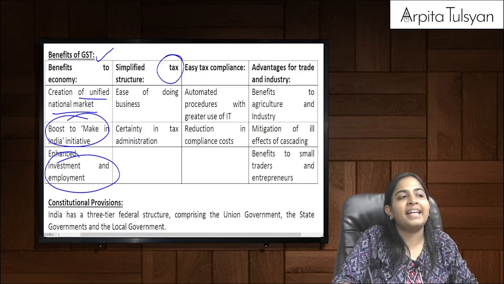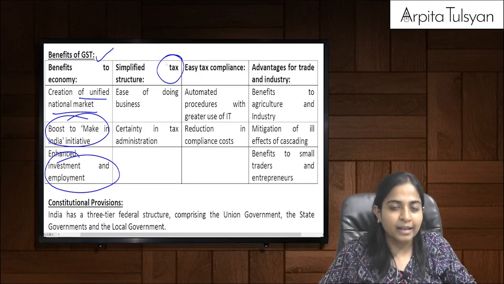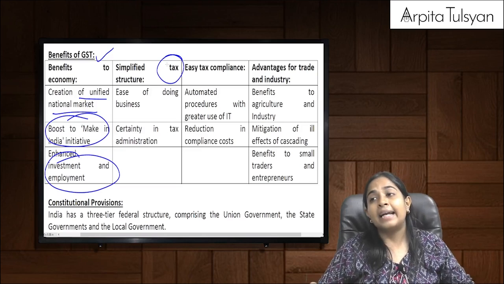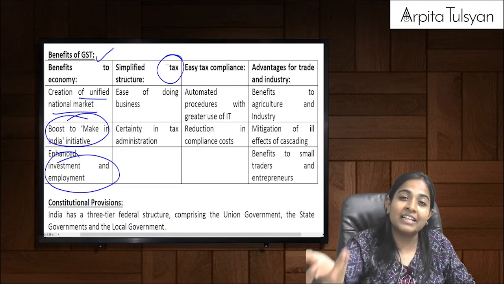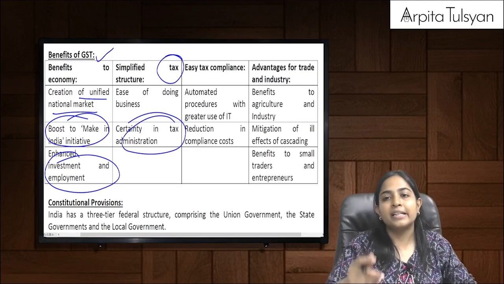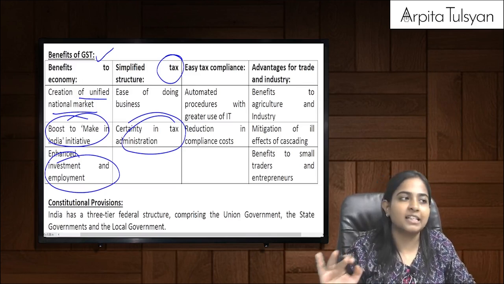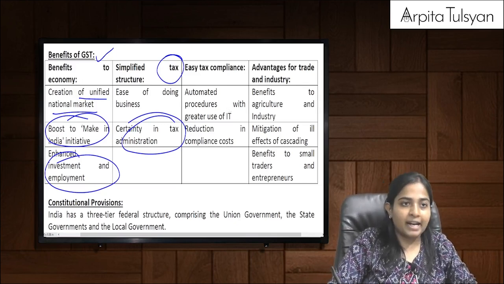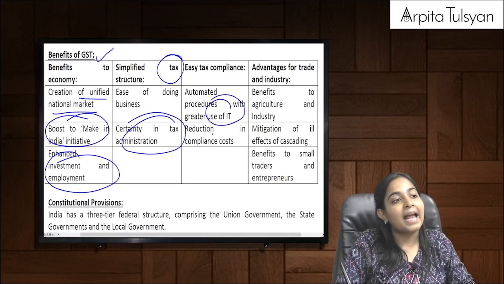Simplified tax structure. That was the most important motive. Ease of doing business has been eased to some extent. Definitely, it has eased. And earlier there were tax leakages and cascading effects. Now that has been simplified. So there is some certainty, bharosa hai, we have trust in the tax administration. Then, because of the website and information technology usage, things have become very automated and costs have reduced.